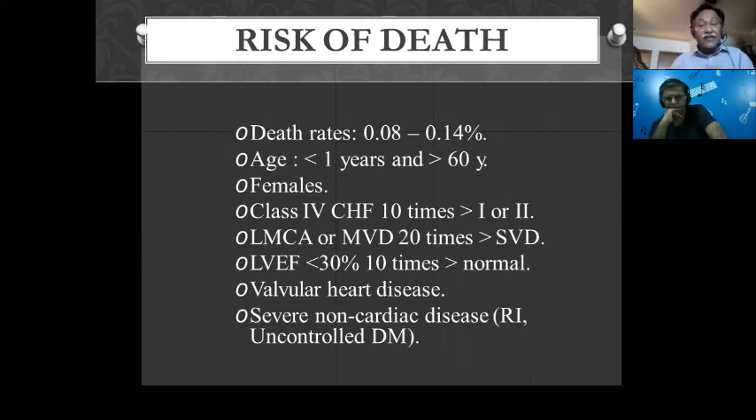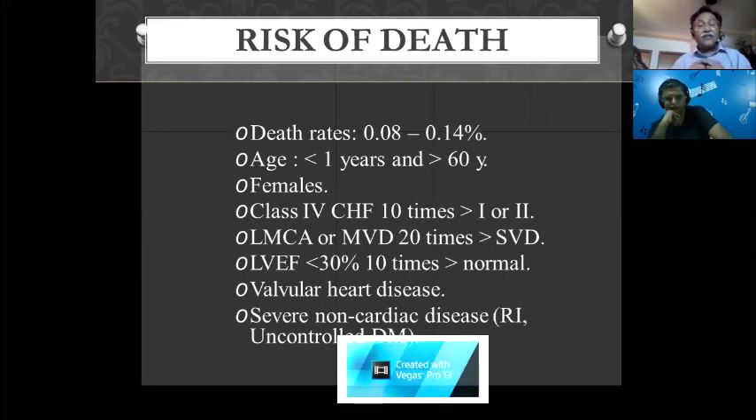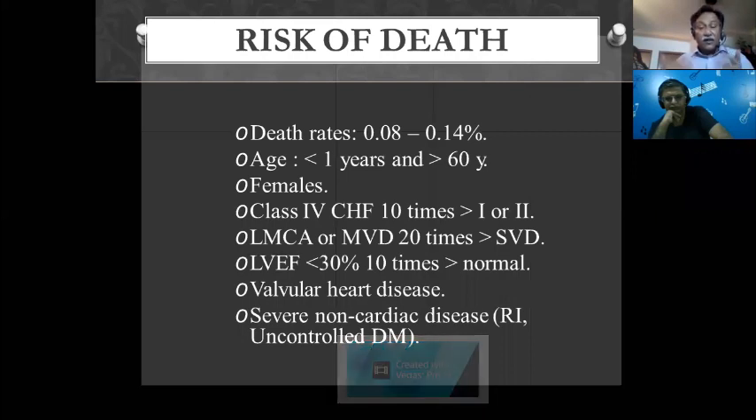Although it is very less, usually if the patient is more than 70 years, female, or with class 4 heart failure, there are 10 times more chances of death compared to class 1 and class 2. A multivessel disease or left main disease patient has 20 times more chance of death compared to single vessel disease. Ejection fraction less than 30 has 10 times more chance of complication than normal. Similarly, valvular heart disease and severe non-cardiac situations like uncontrolled diabetes.